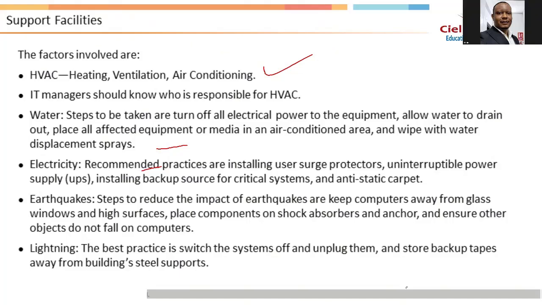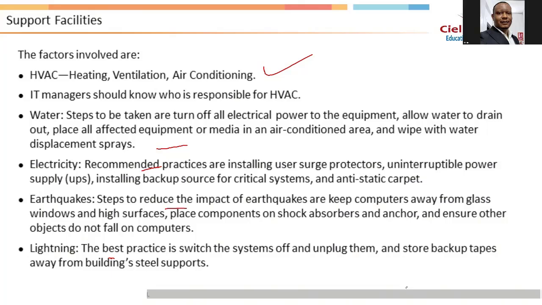and a backup source for critical systems, for example, a generator. Then for earthquakes, you can take steps to reduce the impact of earthquakes by keeping computers away from glasses, windows, as well as high surfaces. You can also use anchors to hold your equipment so that they don't fall off onto the computer. To protect against lightning, the best practice is to switch the systems off and unplug them. Store backup tapes away from the building steel support. All of these are measures you can take to enhance heating, ventilation, and other support facilities.